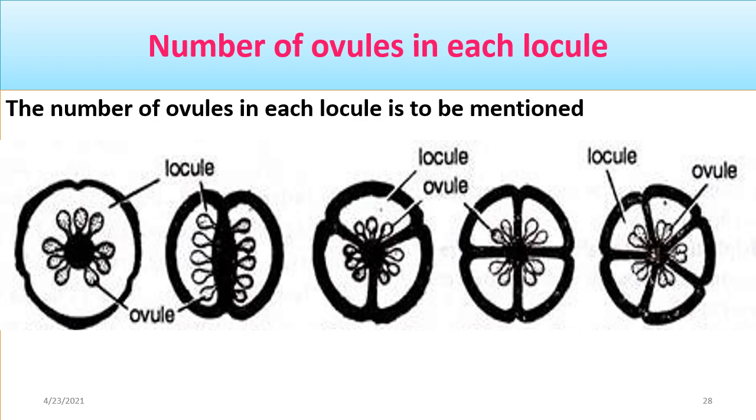Then number of ovules in each locule. In this case you just mention the number of ovules. Now here locule is 1 in number, but ovules are 3 plus 3 plus 3. Here locules are 2 in number in this case, but ovules are 1, 2, 3, 4, 5 in each locule. Here in each locule 3. Here in each locule 2. Here in each locule 2. So this is to be mentioned.